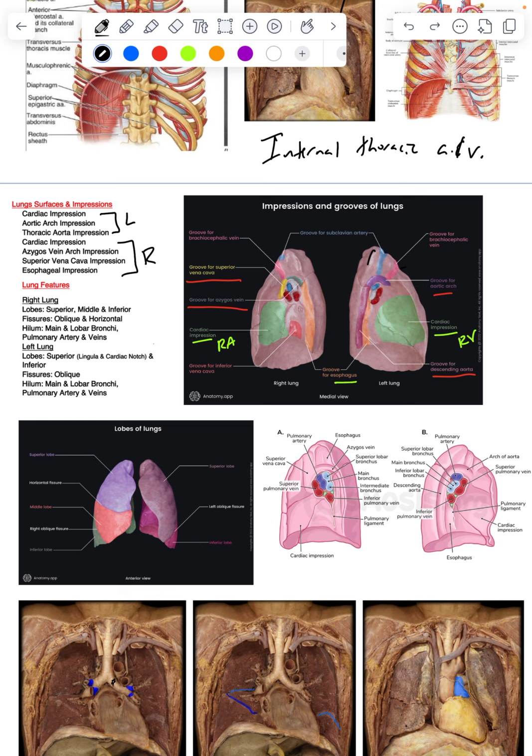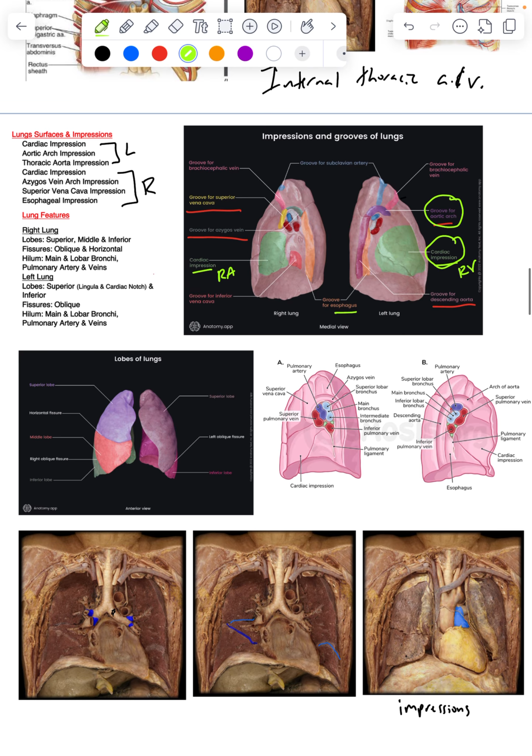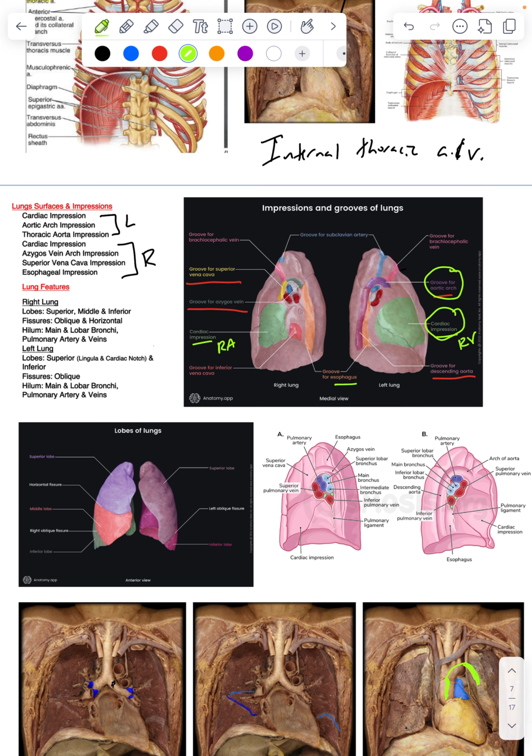So this is looking at the middle of the lung. Imagine you were inside the heart and you're looking left and right. This is the right lung, this is the left lung. The key thing here is you have the cardiac impression on the left side. You also have an aortic arch, because your aorta will first go up. This is your ascending aorta, so you don't see that on the actual lung. But when it arches, it hits the lung right here. So you get this groove for aortic arch right here.